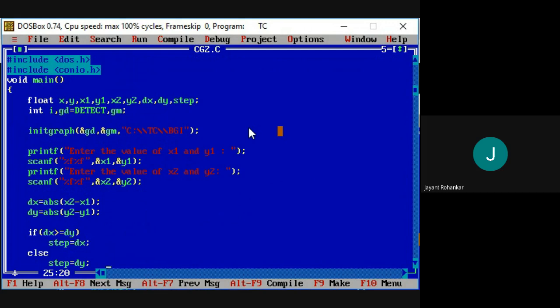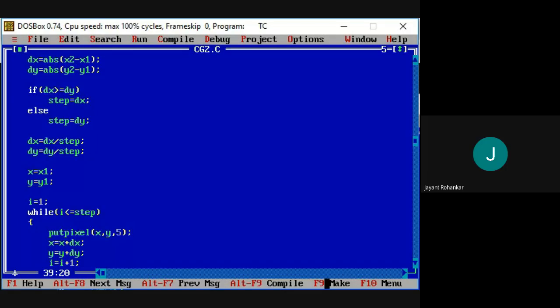If suppose delta x, that is x2 minus x1, is greater than or equal to delta y, then step or length equal to delta x, or otherwise, else step or length equal to delta y. After this, delta x equal to delta x by step, then delta y equal to delta y by step.